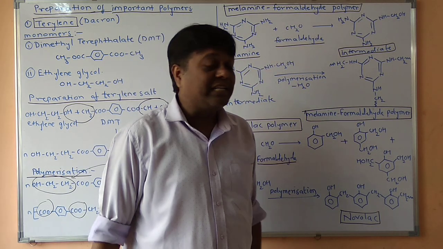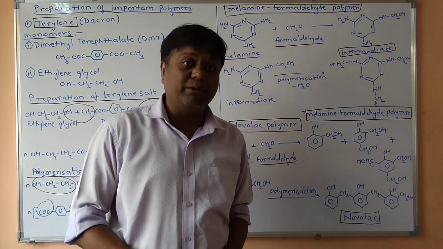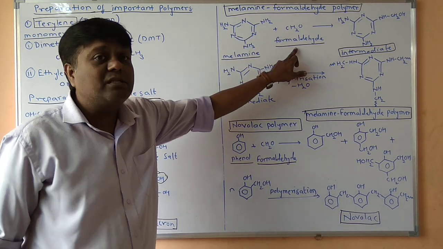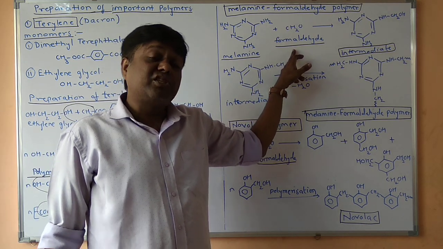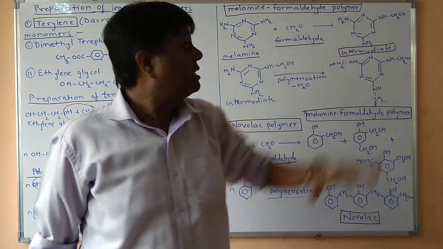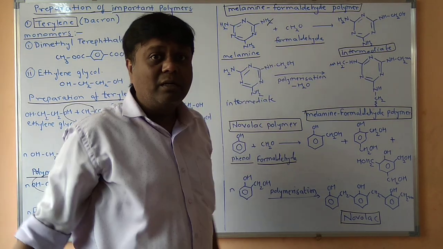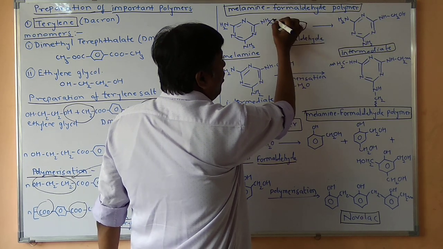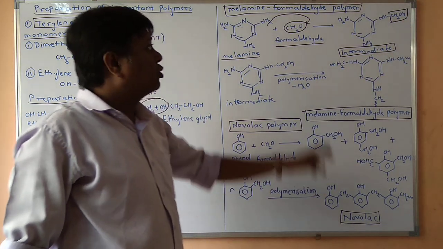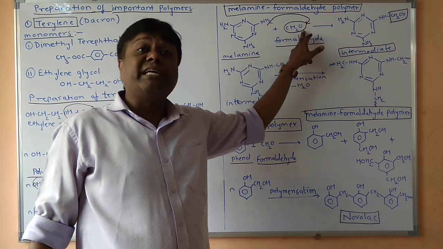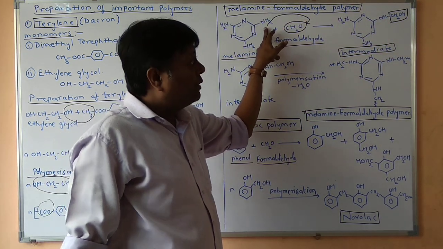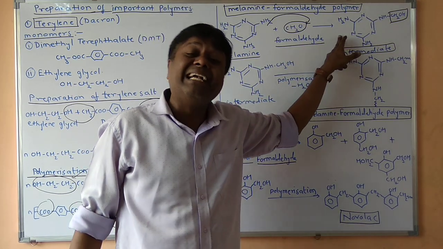Now the second fiber I'll discuss, that is melamine formaldehyde polymer. It is very important. Melamine, the formula is like this, and this is the formaldehyde CH2O. When CH2O combines with this melamine, it gives the structure like this. It means there is a removal of this hydrogen, and CH2O and this hydrogen combine together to form a group like CH2OH. So the hydrogen from this NH combines with this CH2O to form CH2OH. So there is the breaking of two hydrogen atoms here. Now this compound obtained is called the intermediate.